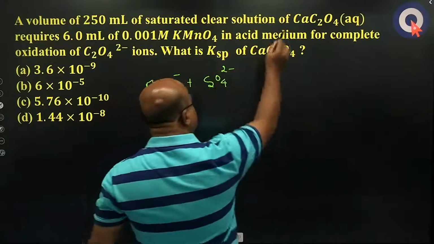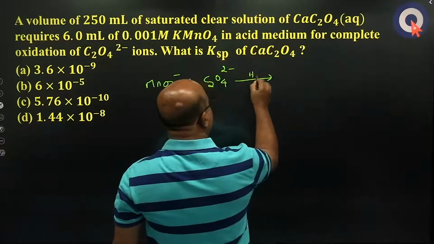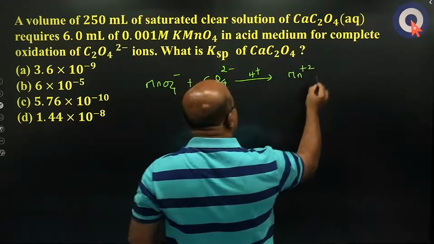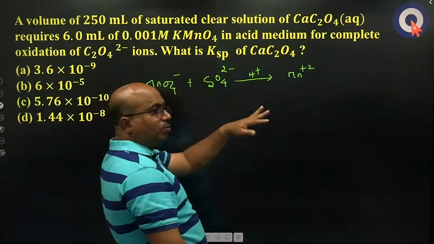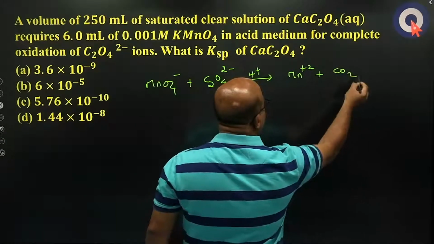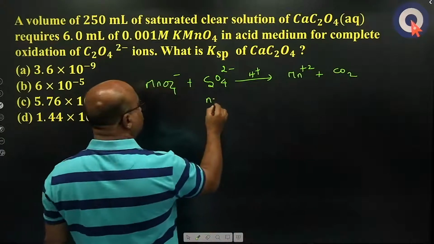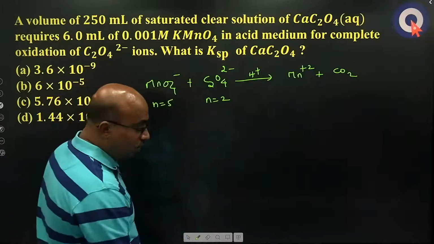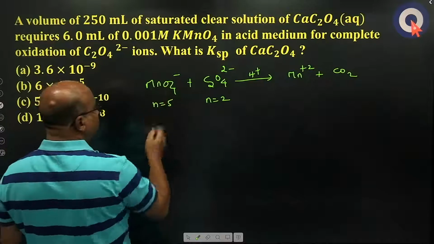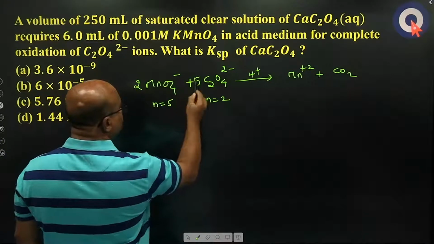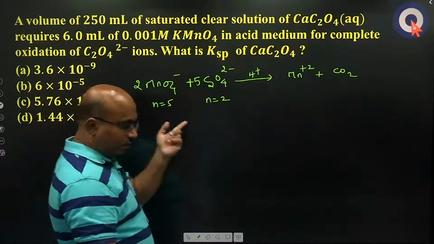So it can't oxidize. In acidic medium, permanganate converts into Mn+2, because its oxidation state changes by 5 units, and oxalate converts into CO2. So the N factor of this is 2, and the N factor of this is 5. How many moles of this were reacting? 2 moles of this react with 5 moles. So what we do is, we interchange the N factors.